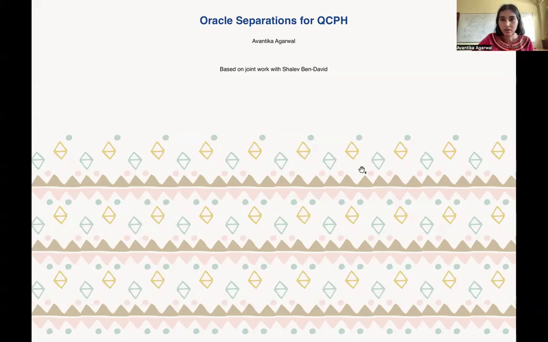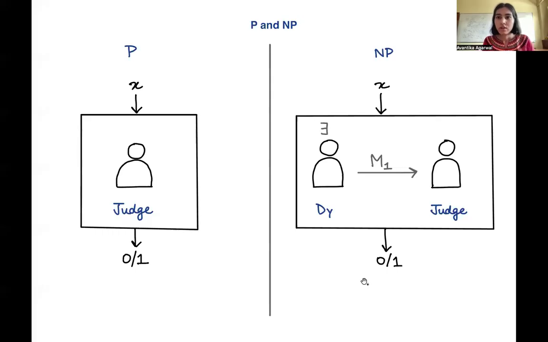So the classical polynomial hierarchy, or PH, is an infinite hierarchy of classes whose zeroth and first levels are the well-known complexity classes P and NP. In this talk, we'll think of P as follows. Suppose we have a judge who is an efficient classical computer, and this judge is trying to solve some yes-no problem. The judge gets some input X, performs some efficient classical computation, and outputs yes or no. And this gives us the complexity class P.